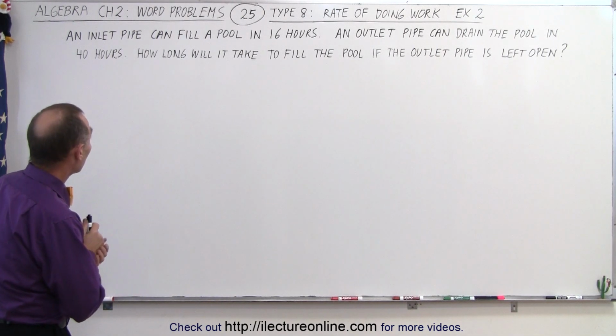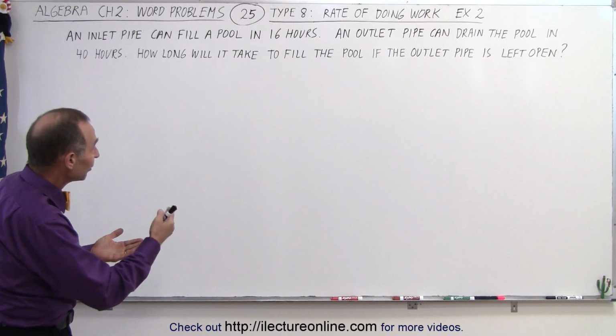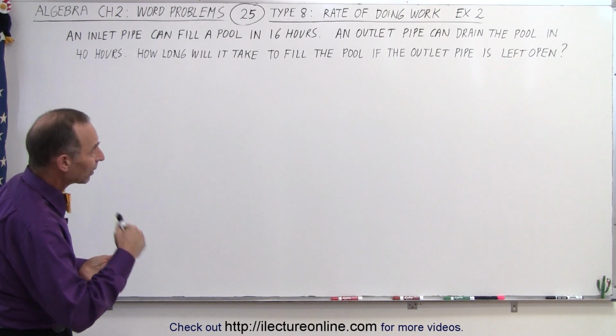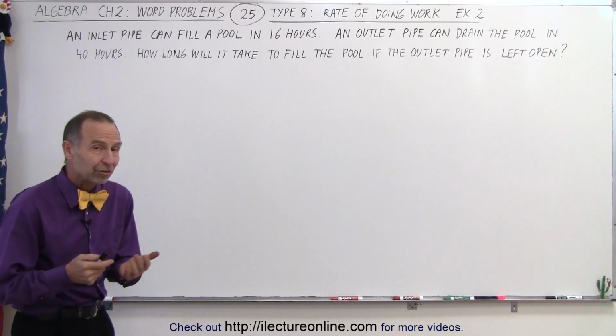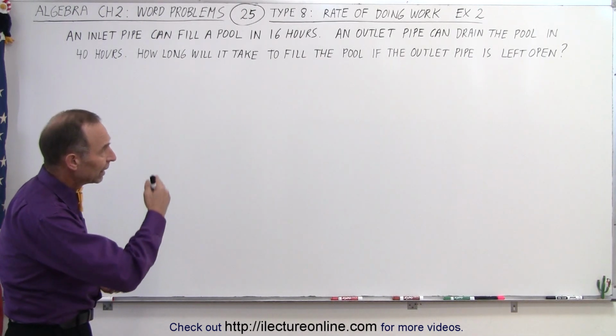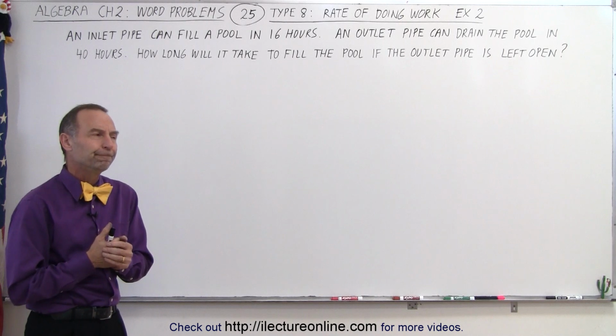Now we have a different type of rate of doing work problem. In this case, we have an inlet pipe that can fill a pool in 16 hours and an outlet pipe that can drain the pool in 40 hours. And then they ask, how long will it take to fill the pool if the outlet pipe is left open?